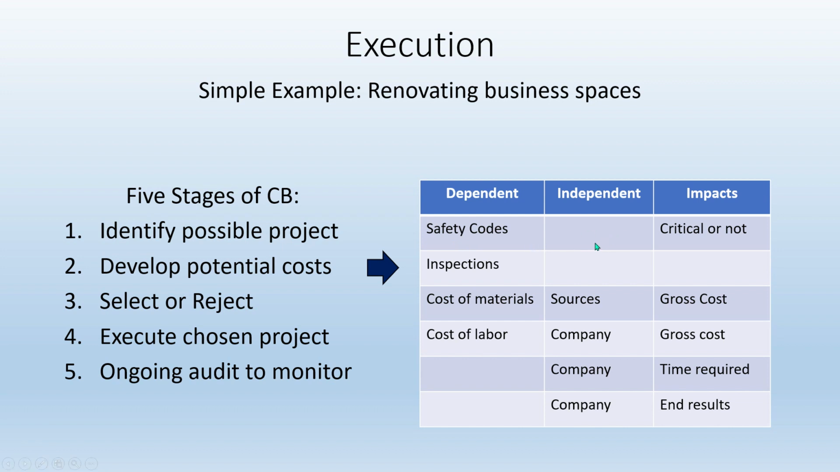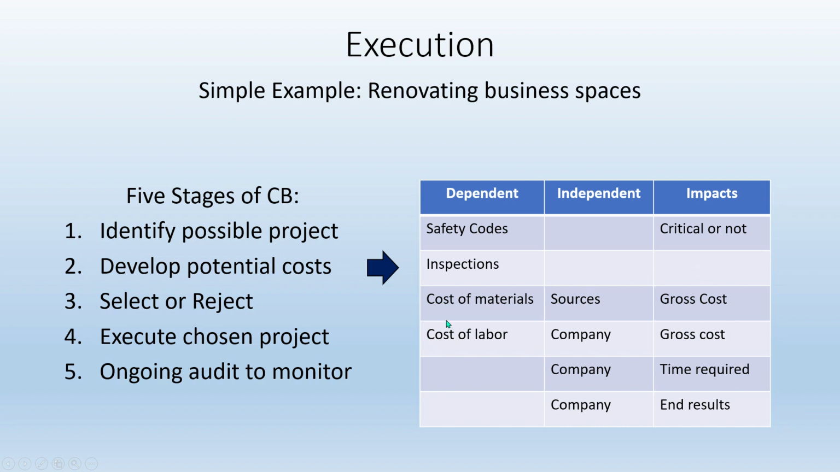Not a lot of independent variables, although you could throw in lawmakers if there was an unusual situation where lawmakers decided to make new laws. Is the renovation critical or not to safety codes? Inspections, not a lot of independent variables for that. Everybody needs to make sure that inspections, their materials, businesses are up to code. Impacts, pretty straightforward. Is your business going to be able to operate or not? And so I left that one off the list.